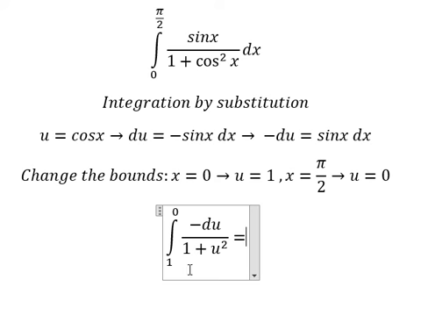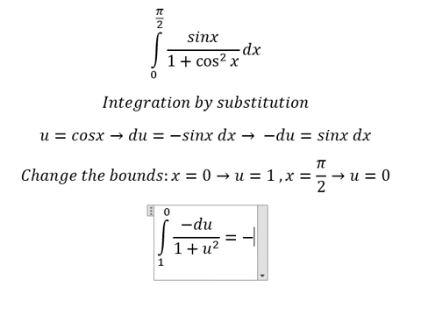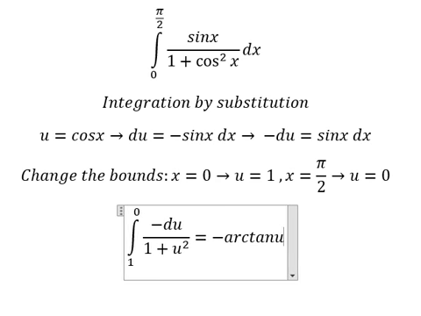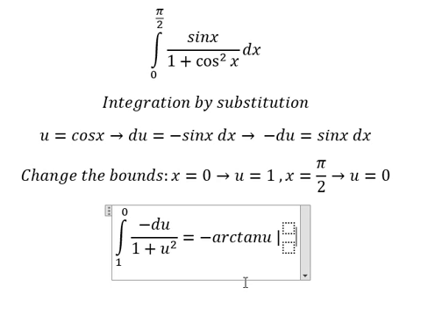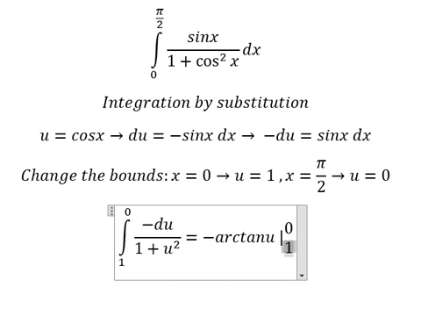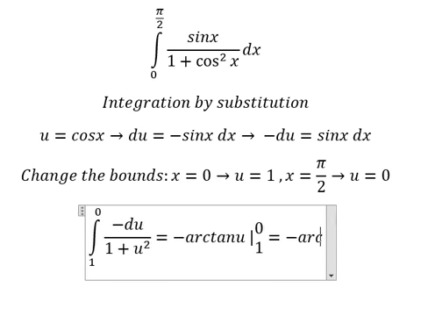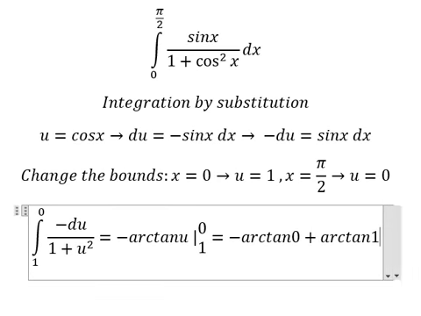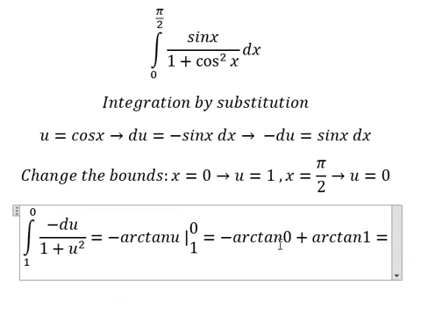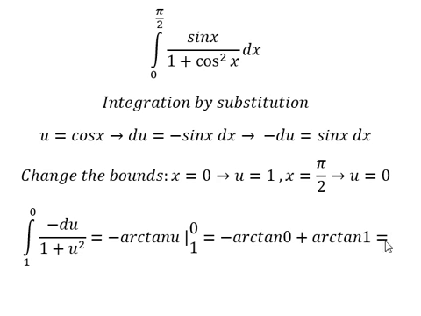The integration of this one, we have negative arctan of u, and I will put the bounds from 1 to 0. And now we have the final answer. Arctan of 0, we have 0. Arctan of 1, we have pi over 4.